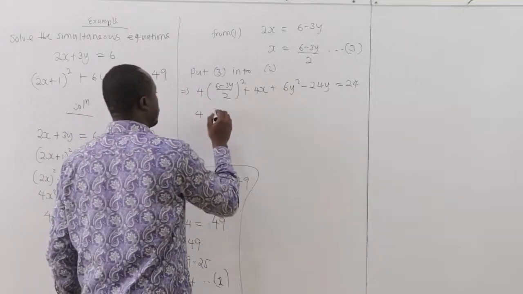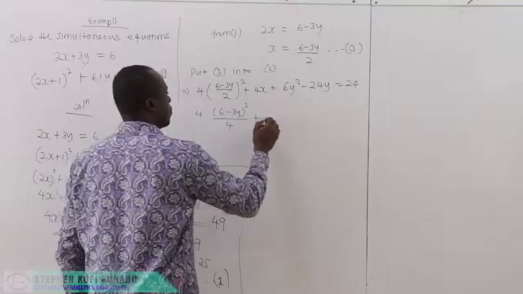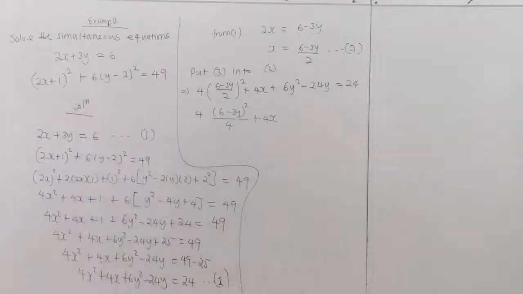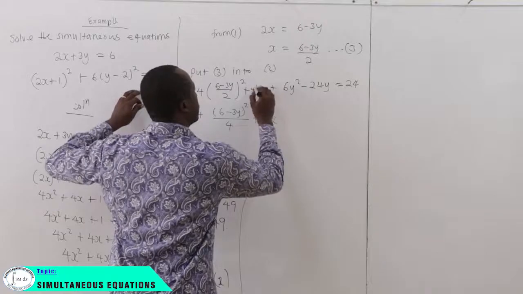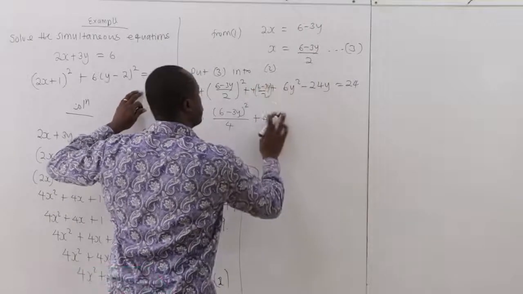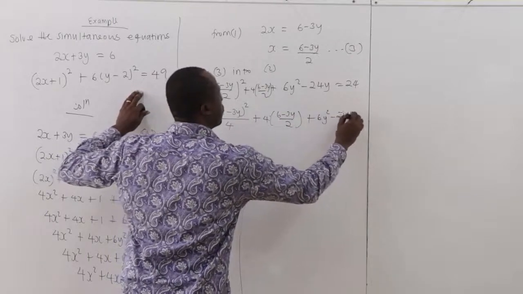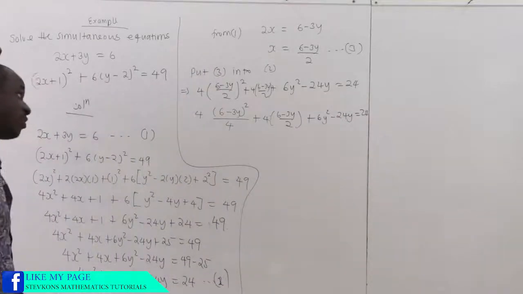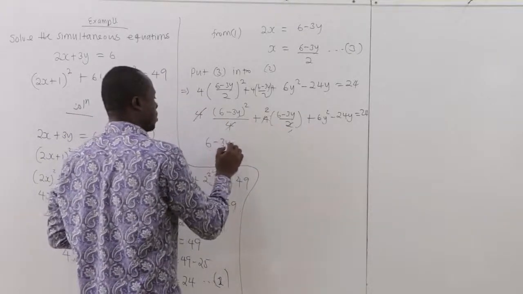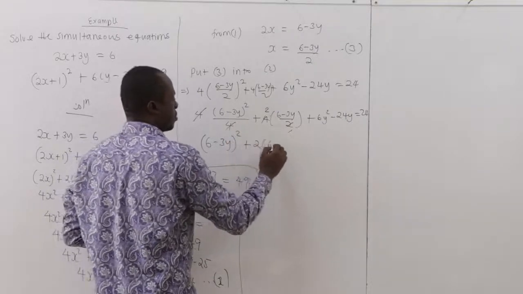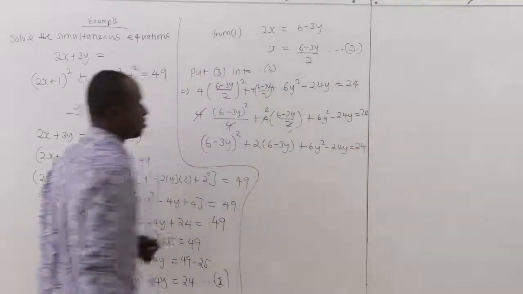So clearly this is of the form 4. This will be (6 minus 3y) squared over 2 squared, that's 4, times 4, plus 4x. But then what is our x? We know this is our x, we should have substituted. So 4x is 4 times (6 minus 3y over 2). So 6 minus 3y over 2 plus 6y squared minus 24y equal to 24. What can we see? This is cancelling out that. So we have (6 minus 3y) squared plus 2(6 minus 3y) plus 6y squared minus 24y equal to 24.